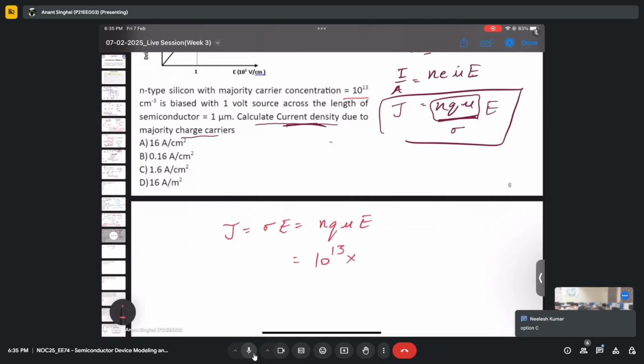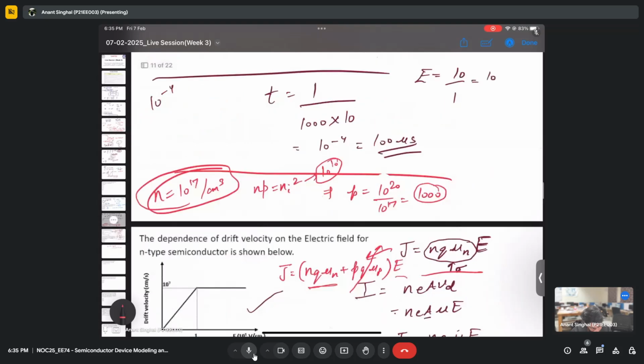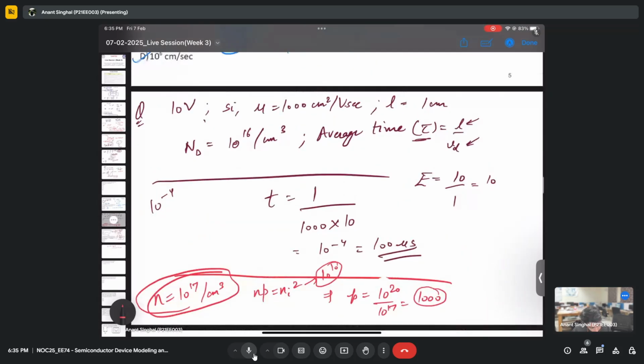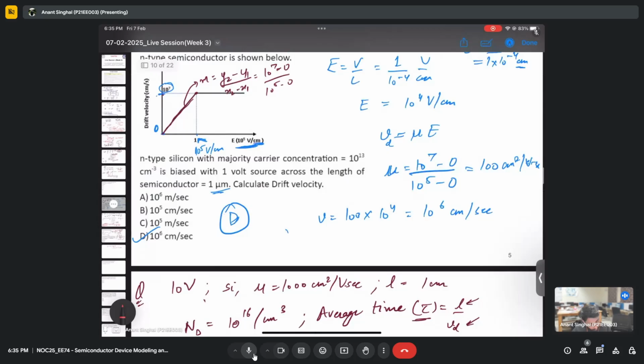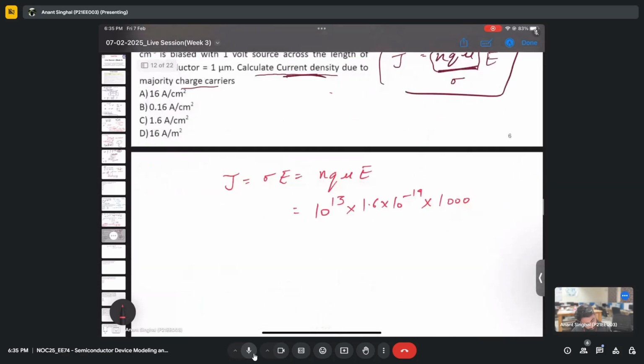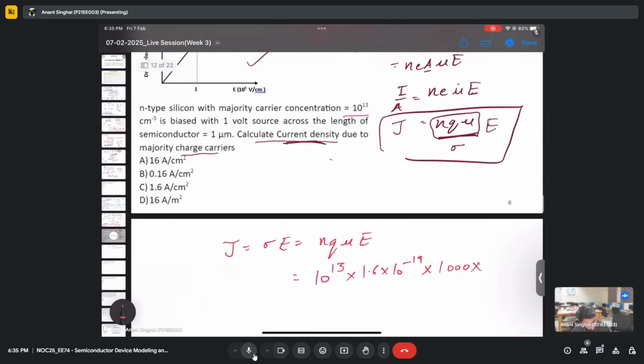So let's see. We know the charge is 1.6 times 10 to the power minus 19. Mobility we have just calculated is 100. Okay, mobility is 100 and electric field is V by L, which we also calculated, it is 10 to the power 4, I guess. So this is 10 to the power 7, this is 20.